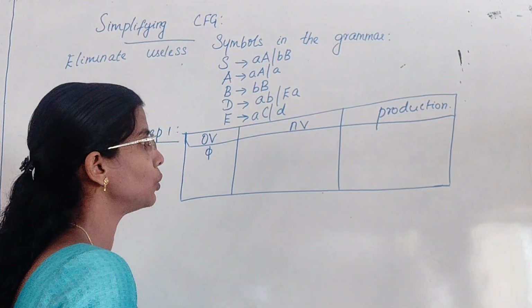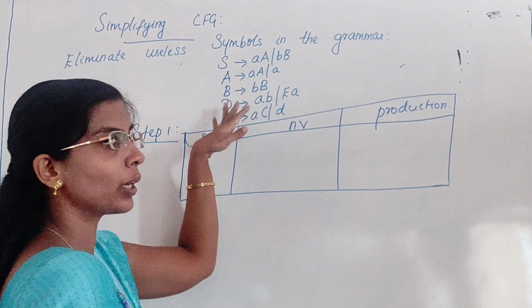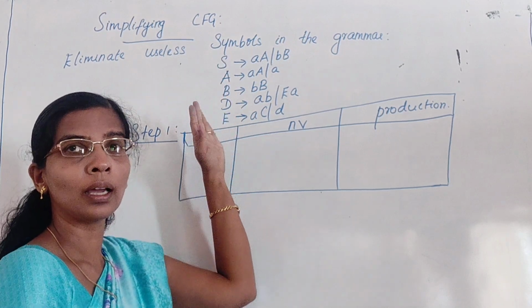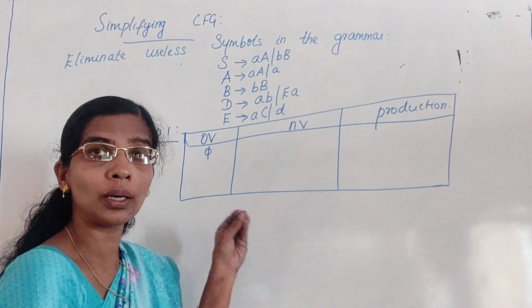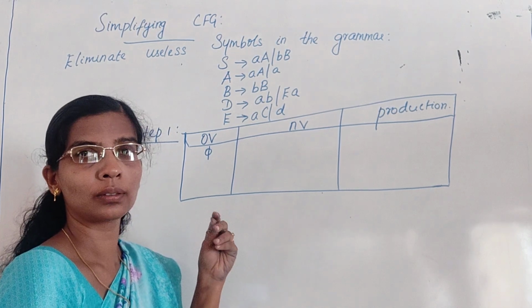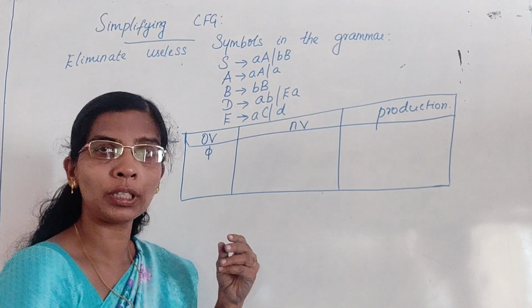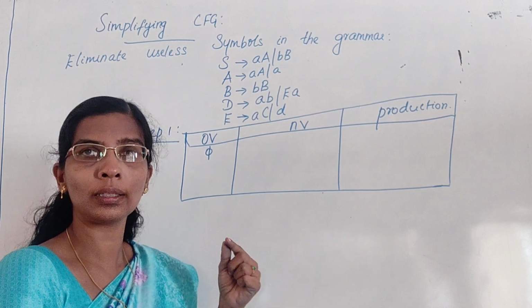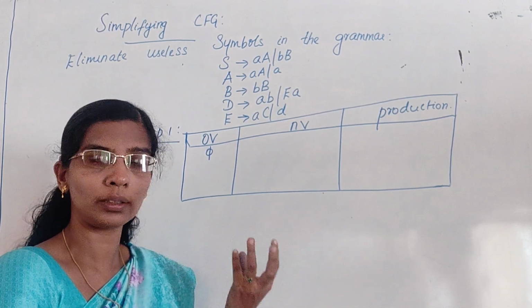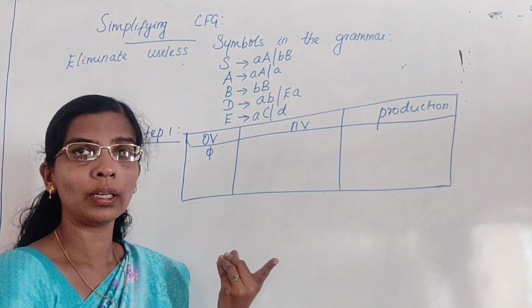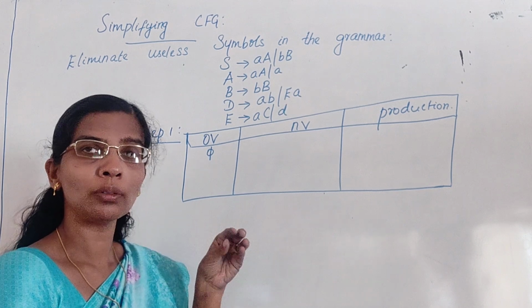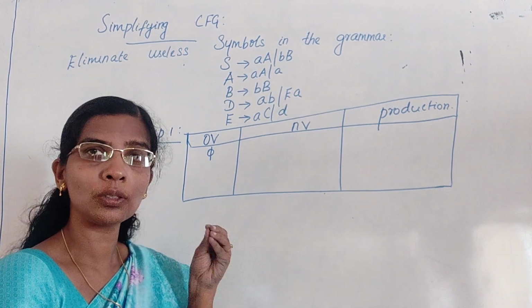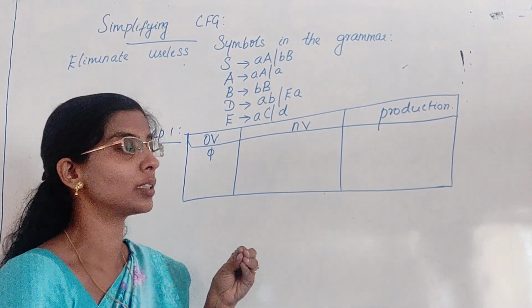And what you have to do is take these productions and pick the productions that have only terminals in the RHS. Only terminals, you know what are terminals? Lowercase letters. If there is any operator, that is also terminal. Identifier, digits, everything is terminal. So you have to pick the productions that have only terminals in RHS.